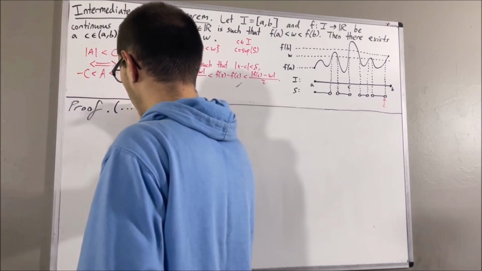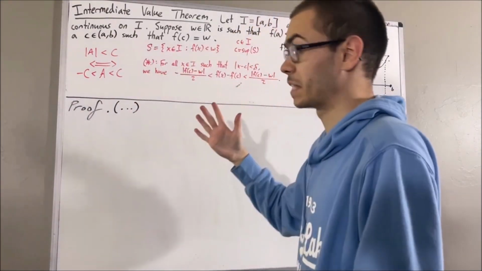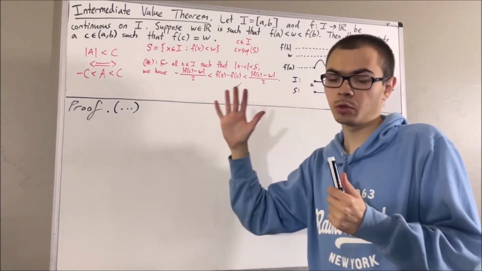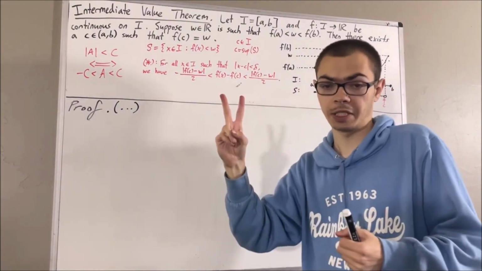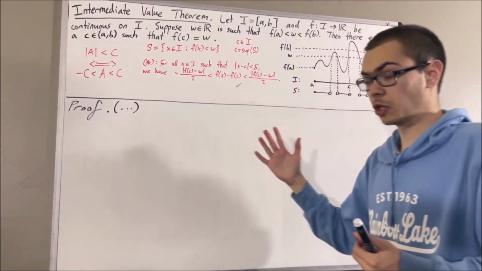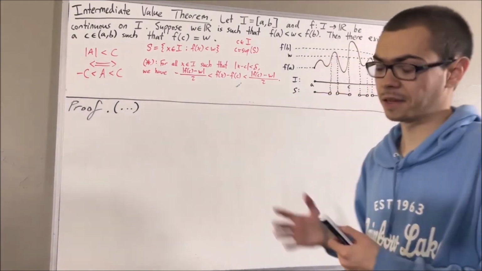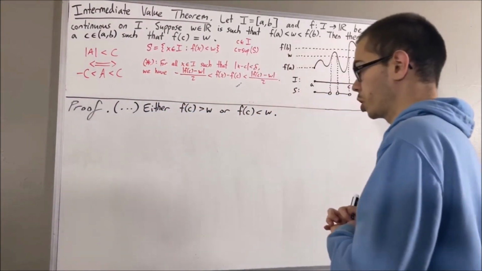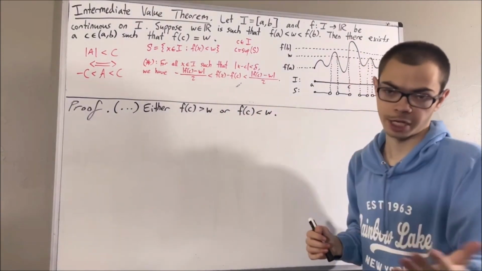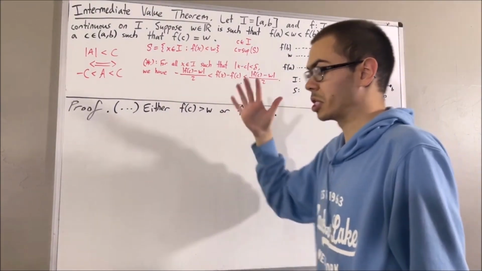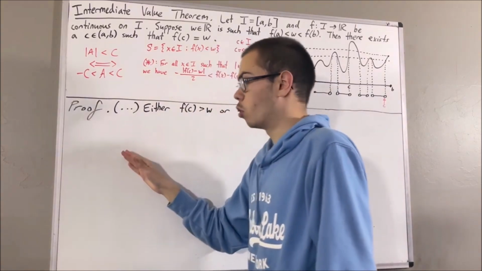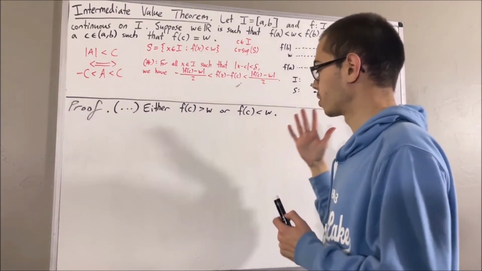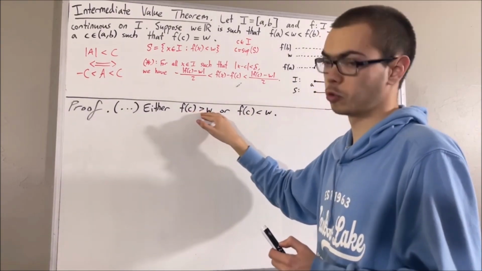Now remember, we are working under the assumption that f of c is not equal to w. And the whole goal is to reach a contradiction. Now since f of c is not equal to w, we can consider two cases. Either f of c is greater than w, or f of c is less than w. And what we're going to do is show that in either case, we reach a contradiction. That will tell us our assumption that f of c is not equal to w will lead us to a contradiction no matter what. So, let's start out by considering the case that f of c is greater than w.